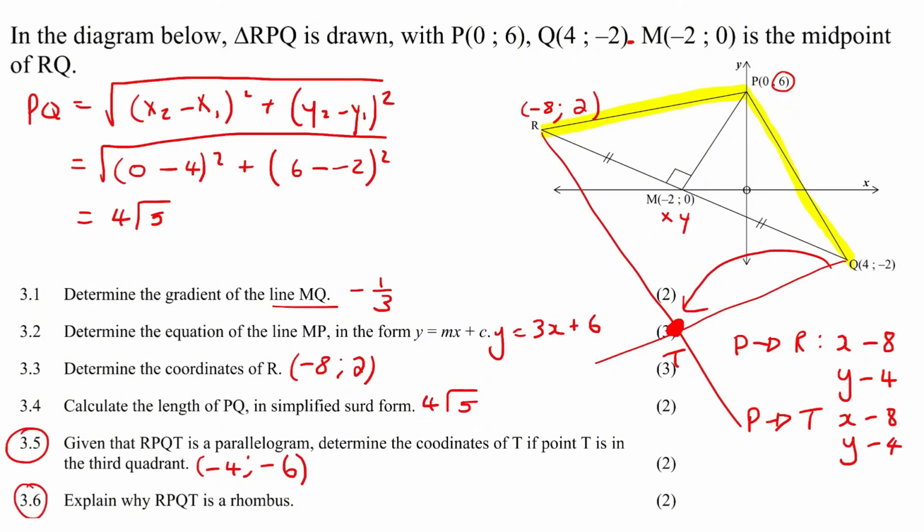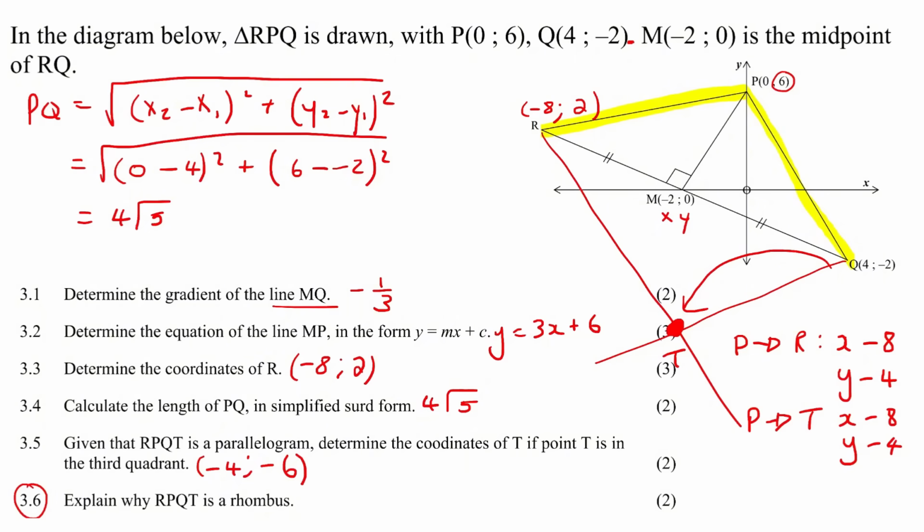Okay, and then the last one says, explain why RPQT, that thing we've just drawn, is a rhombus. Now, some of you might be like, bro, they just said it's a parallelogram. Now they're saying it's a rhombus. Remember that all rhombuses are parallelograms, but not all parallelograms are rhombuses. A square, a rectangle, a rhombus, they are all parallelograms as well.